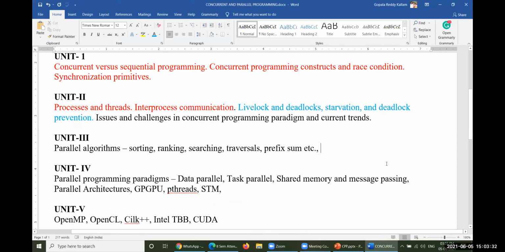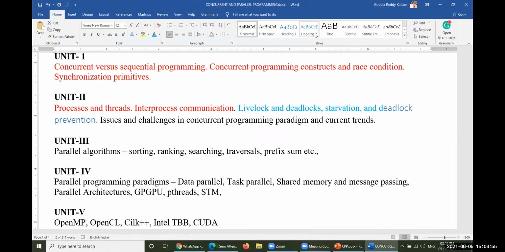Today I wanted to concentrate on the topics highlighted in blue: Livelock, what is Livelock, what is Deadlock, how starvation occurs in a particular system, and the continuation of deadlock, how you can prevent it. What are the necessary conditions for deadlocks and how you can prevent it. These are the points which I'd like to discuss.